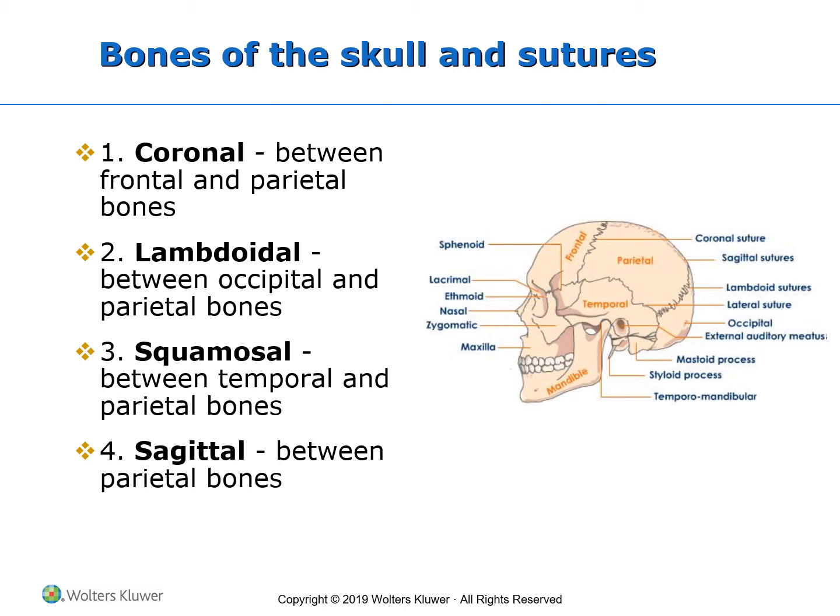We have the squamous suture that will connect your temporal and parietal bones, and we have the sagittal suture that is kind of hard to see here because it's in the middle of the skull and goes anterior to posterior. It's over here and connects the 2 parietal bones.